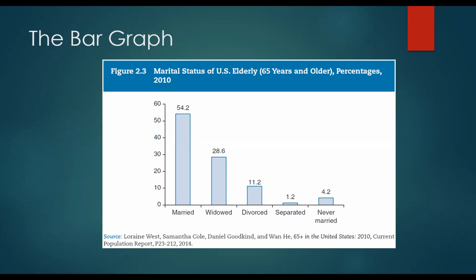Again, could we have used a pie chart for that? Yes, very much so. You could have a pie chart that represents 100% of the elderly population in the US in 2010, and then each segment would have been the different groups. You could have said that's married, that's widowed, that's divorced. Definitely could have done that.